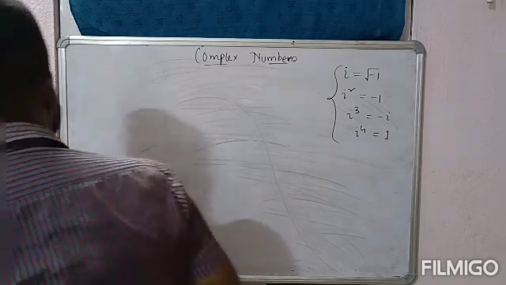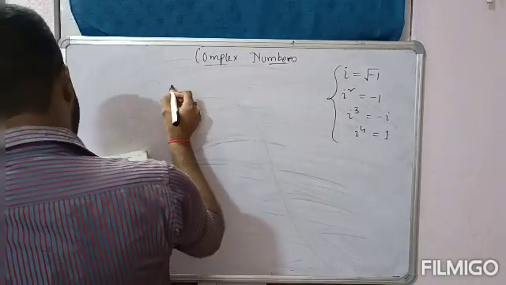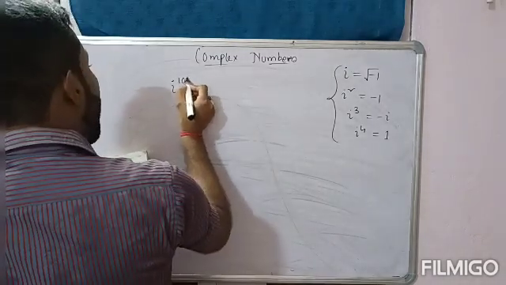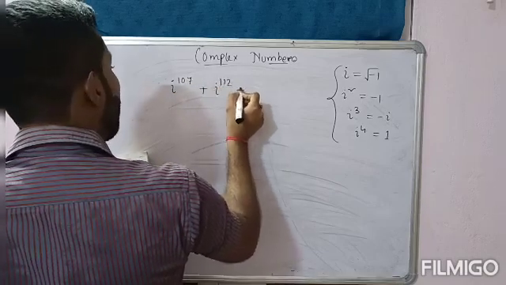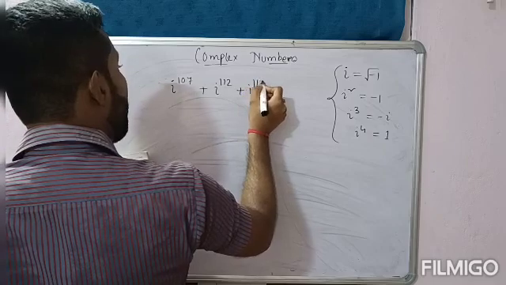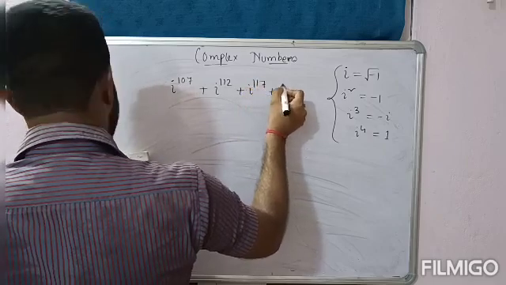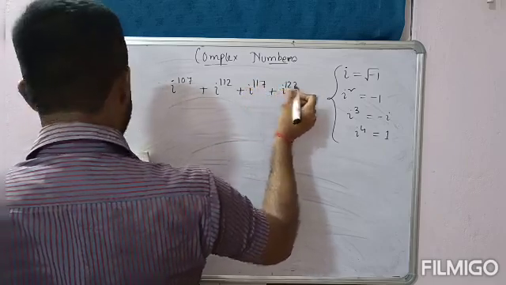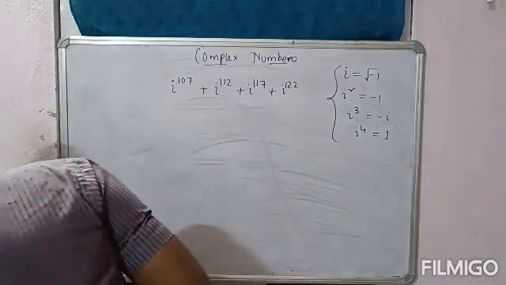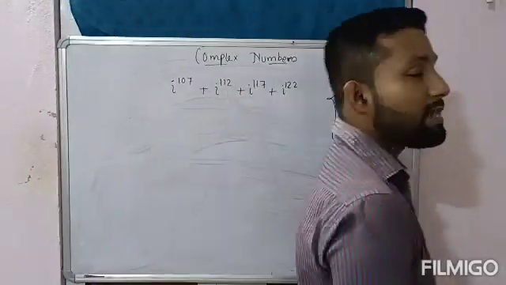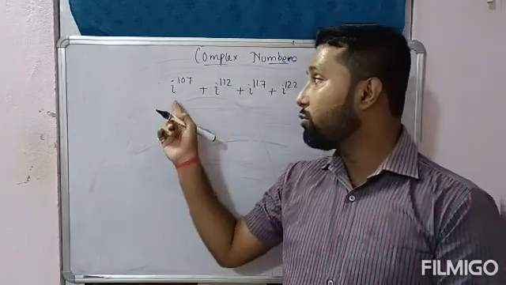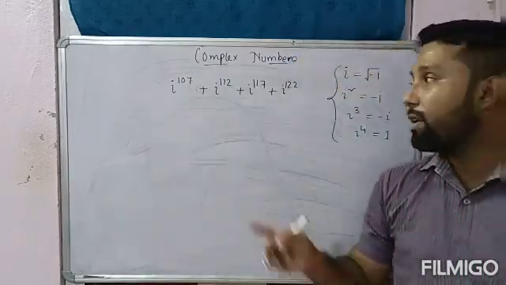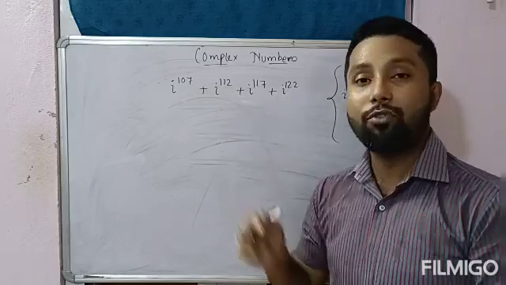ठीक है, तो ये सब का कॉन्सेप्ट क्लियर रखना है. So let us take one more example. I to the power 107 plus I to the power 112 plus I to the power 117 plus I to the power 122. Find out the value of this expression. इसमें सब इमेजिनरी टर्म्स है ना. I for imaginary only, so I to the power 107, I to the power 112, 117 and 122.